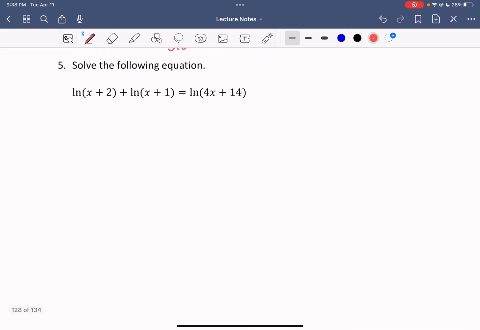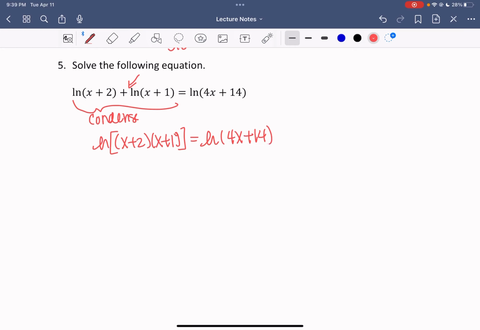Solve the following equation. First thing I want to do is condense this down so I only have 1 log on that left side. Addition here becomes multiplication, so it gives me ln of x plus 2 times x plus 1 equal to ln of 4x plus 14. Then by that 1-to-1 property, because I'm natural logging both sides, I can just set what I'm natural logging equal to each other. And so I'll have x plus 2 times x plus 1 equal to 4x plus 14.